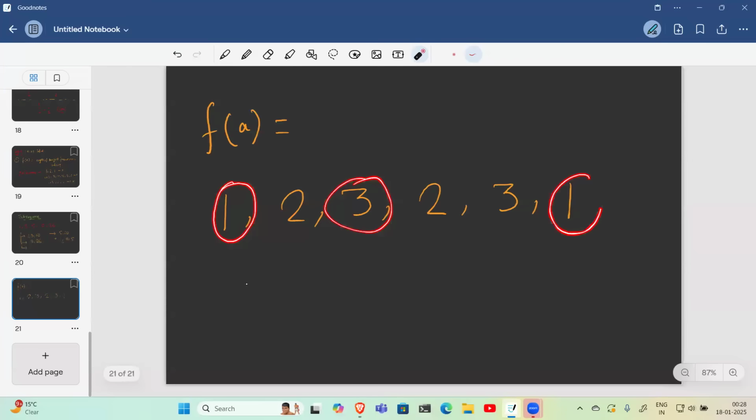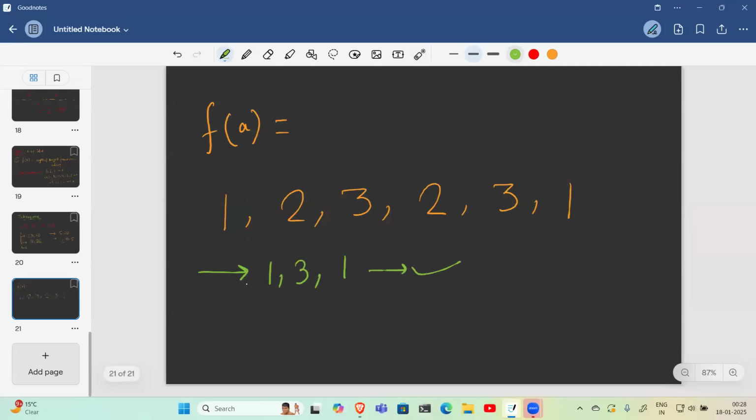So let's try to understand what f of a means. The problem says f of a is the length of the longest palindromic subsequence, right? So you take any array. Suppose I take 1, 2, 3, 2, 3, and 1. What is the length of the longest palindromic subsequence you can see? Look at all the subsequences and look at subsequences which are palindromes. So 1, 3, 1, this is a valid palindromic subsequence.